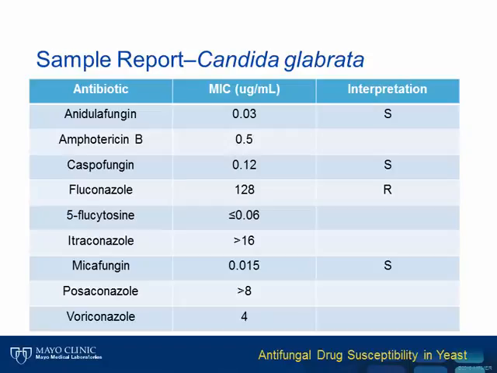As can be the case for Candida glabrata, the MIC for fluconazole is very high at 128 micrograms per milliliter, which puts this isolate firmly in the resistant category. No CLSI interpretive criteria are available for the other antifungals, including amphotericin, 5-flucytosine, itraconazole, posaconazole, and voriconazole, and therefore only the MIC is reported.